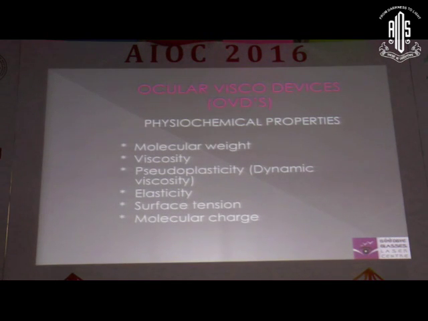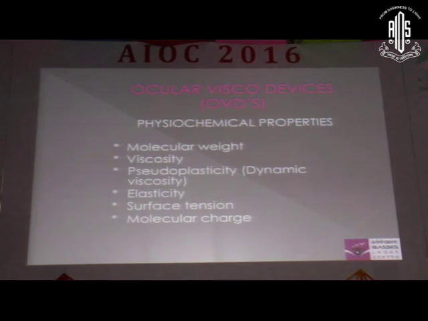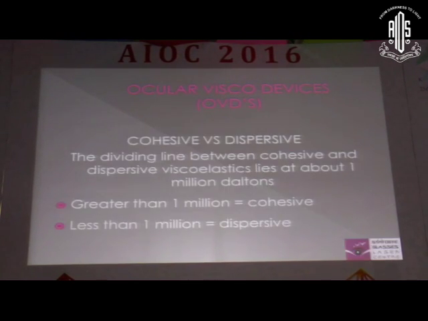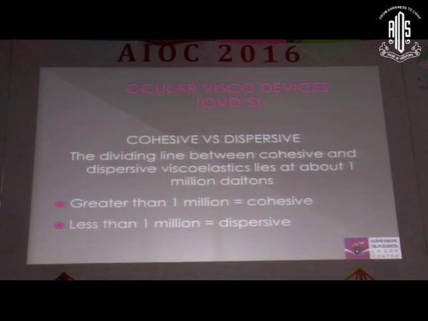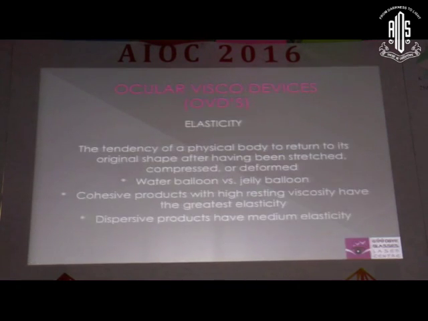We are going to use all these properties in our surgery so that we can have a good outcome in various situations, and I'll show you some videos about that also. So these physiochemical properties which determine whether it's a cohesive or dispersive are the molecular weight, the viscosity, the pseudoplasticity, the elasticity, the surface tension, and the molecular charge. I'll not go into a lot of details, but the number which separates cohesive versus dispersive is the 1 million Dalton. That is, molecular weight more than 1 million is cohesive and less than 1 million is dispersive.